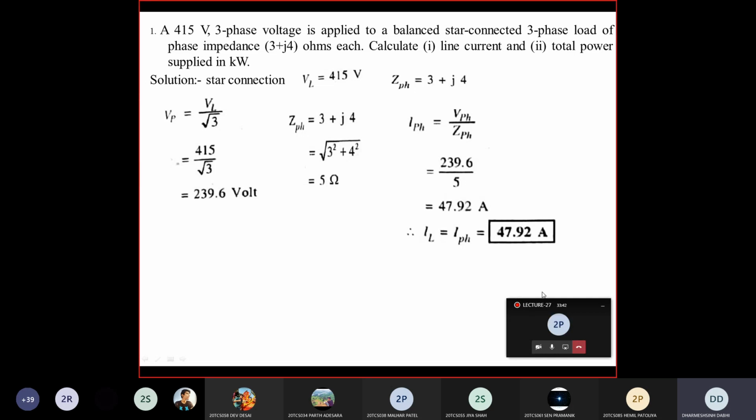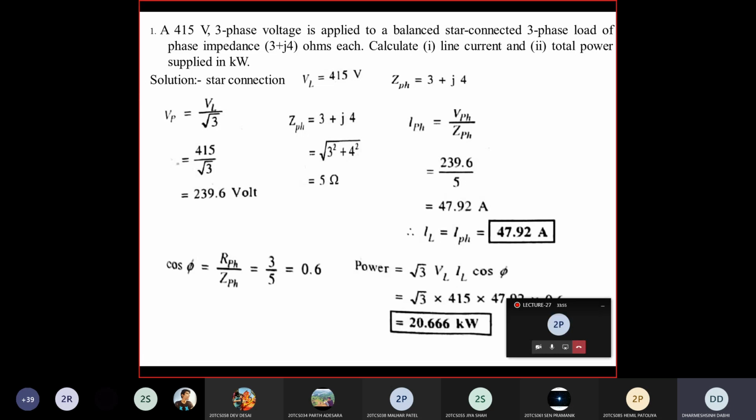How to understand this is an inductive load? Because it is plus j4. Why do you get plus j4? When your XL is greater than XC. So it is an inductive load. For an inductive load, power factor is always lagging. Clear?